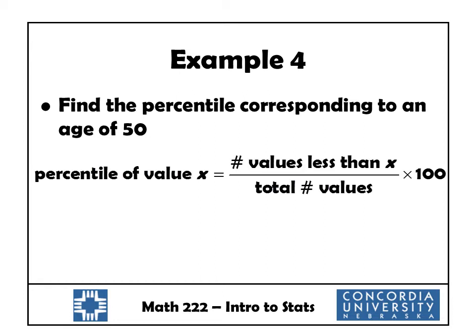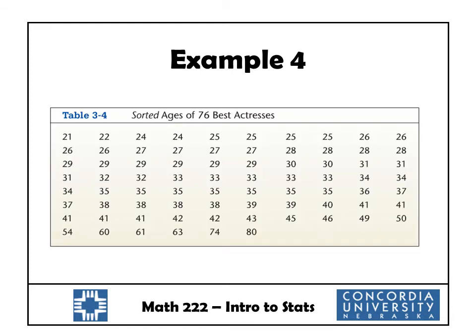So to find a percentile of a given value x, we need to count the number of values that are less than x, divide it by the total number of values, and then take it times 100. We multiply it by 100 to turn it into a whole number.